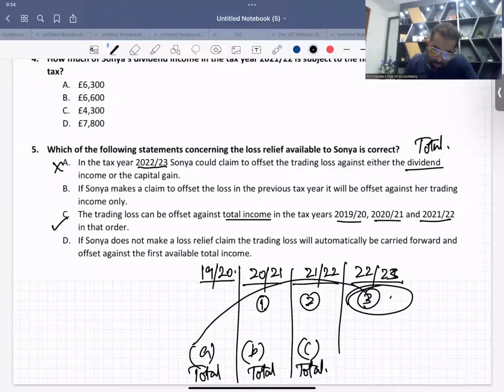If Sonia makes a claim to offset the loss in the previous tax year, it will be offset against her... No, in the previous year you can set off trading income as well as total income. Then D, if Sonia does not make a loss relief claim, the trading loss will automatically be carried forward and set off against the first available. No. For individuals, if you carry forward the trading loss, you can only set off future trading profits in the same trade. So A, B, D are totally wrong and C is correct.